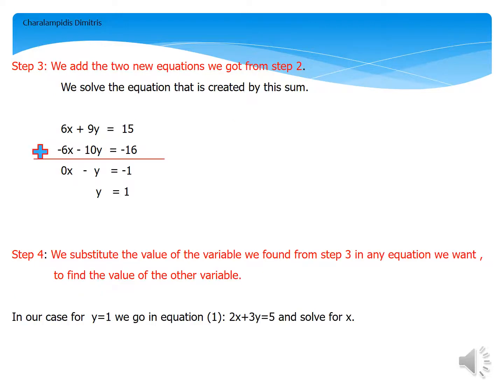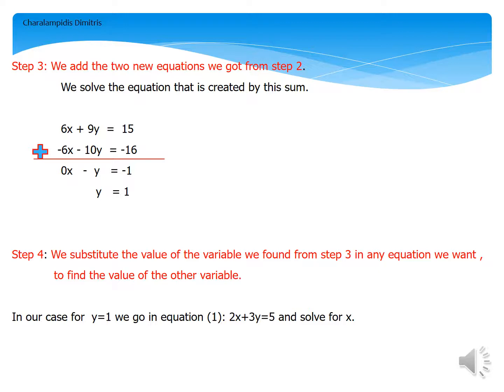Then we move in third step. This is the step where we actually add the two new equations we got from step 2. After we add these two equations, we have to solve the equation that is created by this sum. Indeed, if you take a look in the diagram in front of you, you can see that this addition gives us negative y equals negative 1. Thus, y is equal to 1. So far, we managed to find the value of y we wanted for our solution.